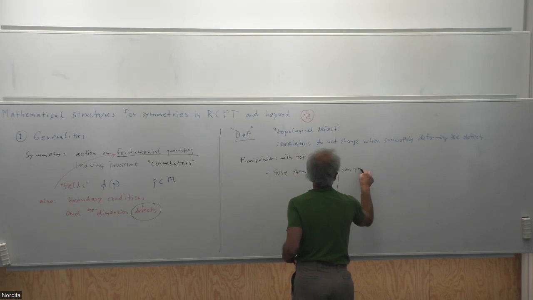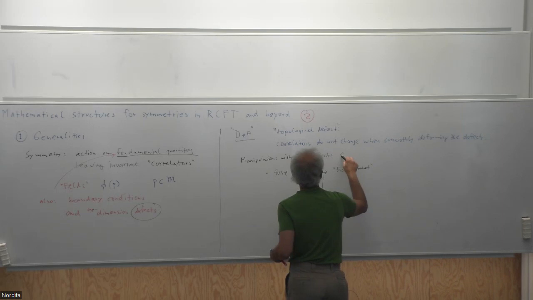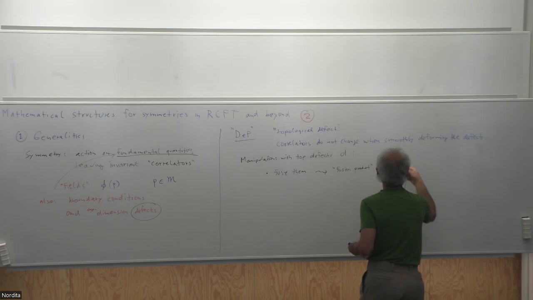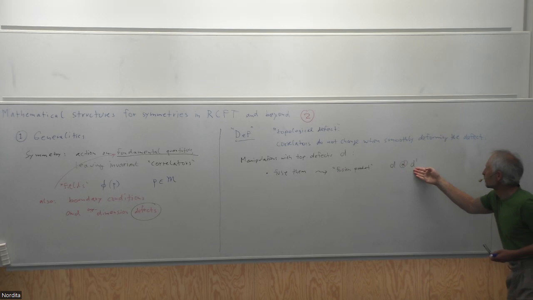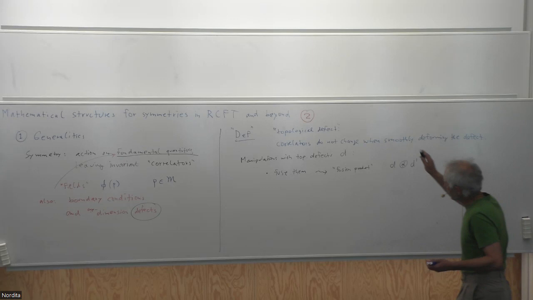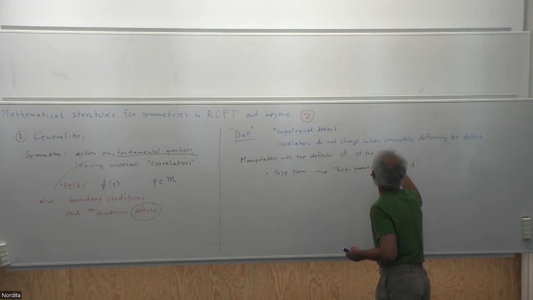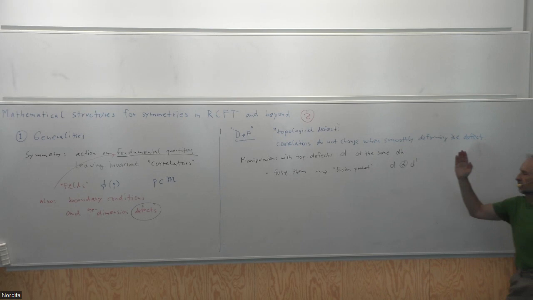I have two defects, let's call them D and D prime. Then there is some kind of product, so that D fused with D prime is again a defect. Maybe I should say here, of the same dimension. You can also look at what happens if, say, a one-dimensional defect moves into a two-dimensional one. That would be more complicated, and I'm not considering this here.